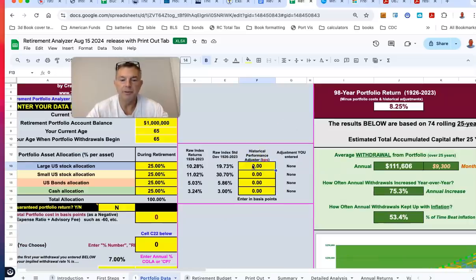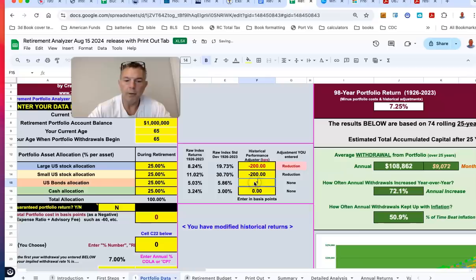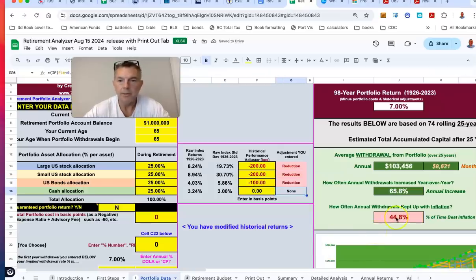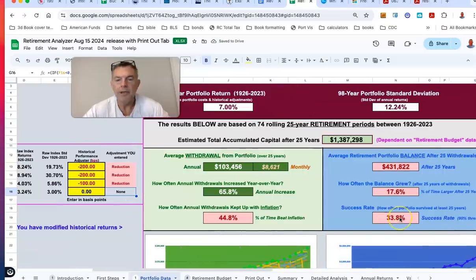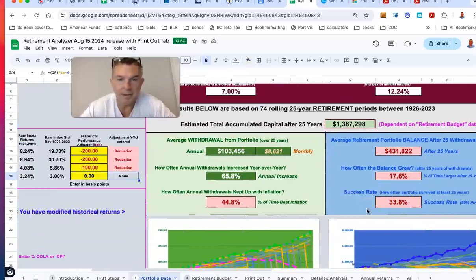Now we're going to reduce this by 200 basis points. I think I've got to go to negative 200, if memory serves. Should say reduced over reduction. Negative 200. And we'll go negative 100 on the bonds and leave the cash as is. Someone jumped around up there. There we go. All right, sweet. So even there, it's 33.8. I mean, look, that's bad.